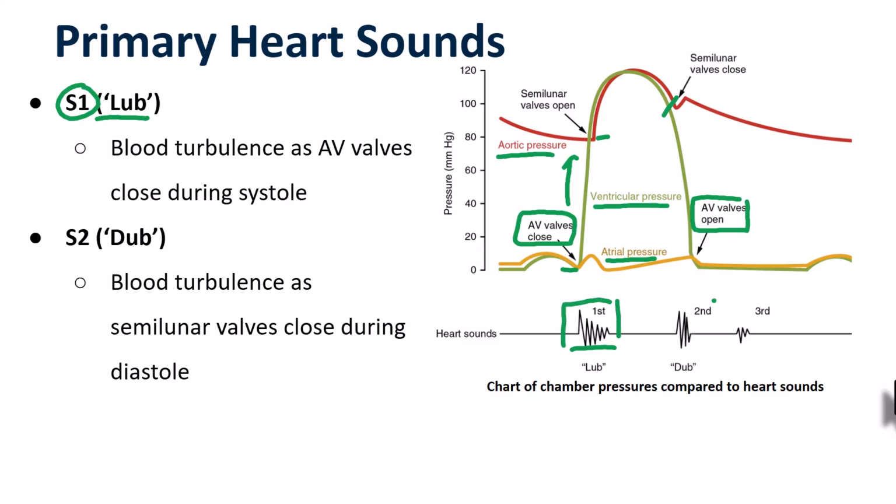The S2 sound, or dub, is blood turbulence around the semilunar valves as they close during diastole. What's happening here is that the heart is relaxing and ventricular pressure is dropping below aortic pressure. As that happens, the blood rushes back, going around the cusps and filling them and approximating the semilunar aortic valve cusps together, and we hear S2.